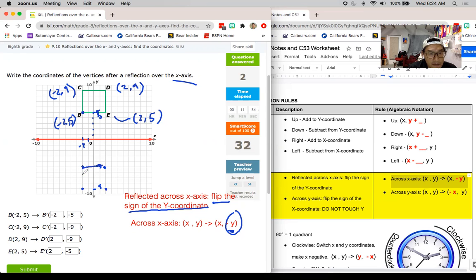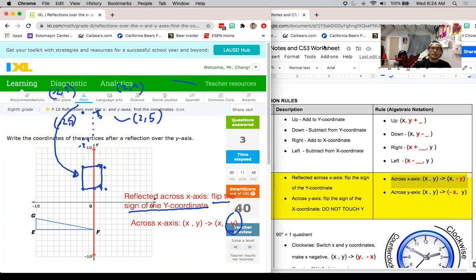There's my new box, flipped over the x-axis. There you go. That's how you do it.